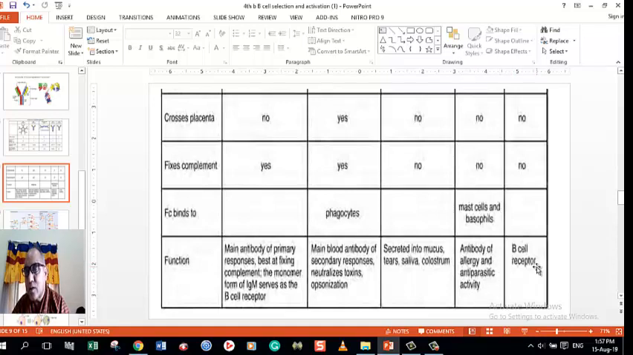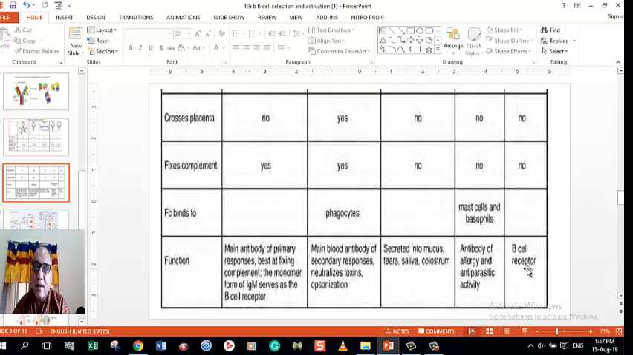And the last one is IgD. This is found on the B cells. You know that B cells have surface protein receptors on the surface of the membrane. So on the B cells, these IgD will be acting as receptors. So this is what you will have to know.